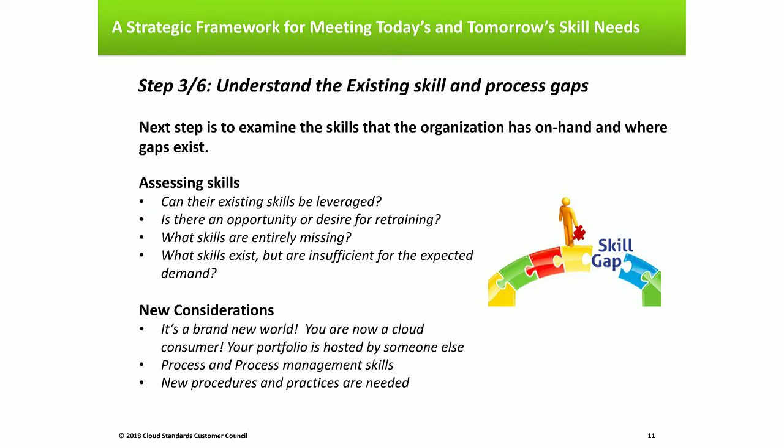Okay, step 3 is to understand your existing skill and process gaps. This is where the existing skill inventory comes into play, but it also includes an inventory of processes as well. Hopefully, as part of the previous step's analysis of the skills, you also gain an understanding of some of the processes that are required for your transformation. When you compare your skill inventory with your skill needs, you can start thinking along the lines of an assessment.